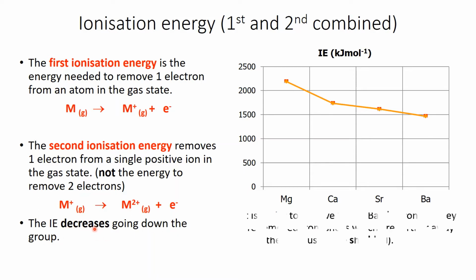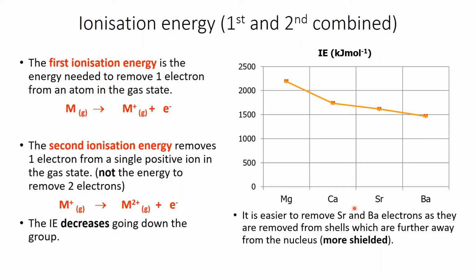The reason for that is it's going to be far easier to remove electrons from strontium and barium as the atomic radius increases down the group. That means that the outer electrons are further away from the nucleus. There's more shielding, so they're more easily lost. The attraction to the nucleus is lower.